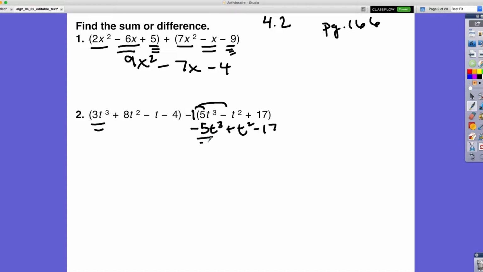So 3t cubed and negative 5t cubed, negative 2t cubed. 8t squared and t squared plus 9t squared. Good. Negative t, and let's see if there is another negative t here. Nope. So it's negative t, and negative 4 and negative 17 make negative 21. Pretty straightforward.